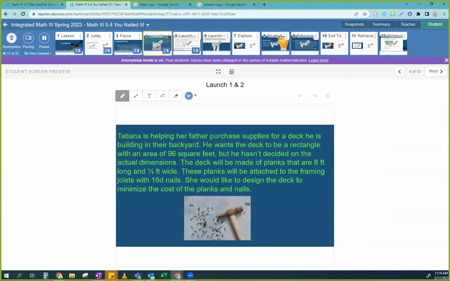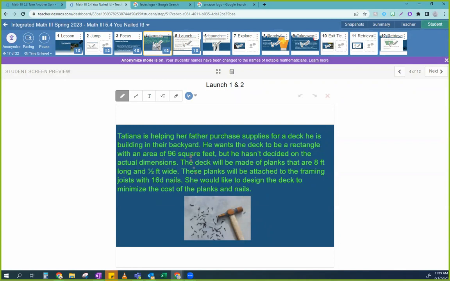So if you can right now start thinking about different shapes and what you know about them, it's going to help you. All right, so Tatiana is helping her father purchase supplies for a deck he is building in their backyard. He wants the deck to be a rectangle with an area of 96 square feet, but he hasn't decided on the actual dimensions. The deck will be made of planks that are 8 feet long and half a foot wide. So kind of get that. Remember, I was telling you, the more you can imagine in your head, the better off you will be able to do this.